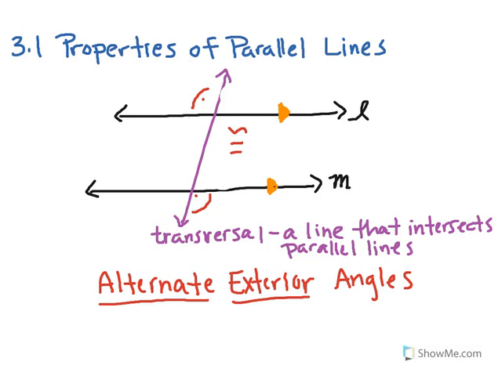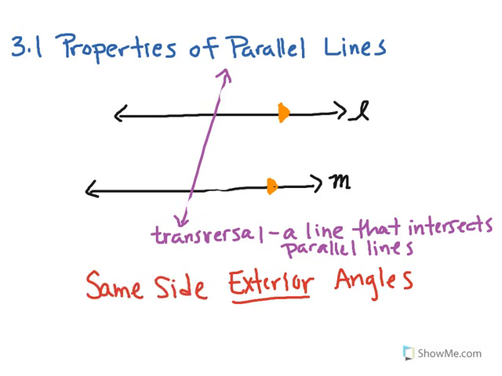All right, let's take a look at same side exterior angles. Once again, these angles are going to be on the same side of the transversal, yet on the outside of the parallel lines. So in other words, this angle and perhaps this angle. These are going to add up to 180 degrees. So this angle plus this angle equals 180.